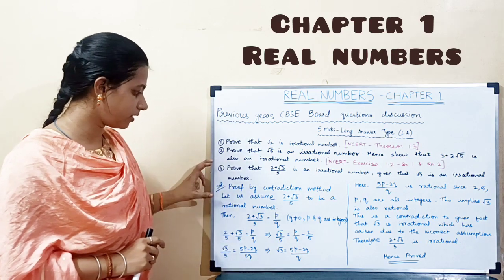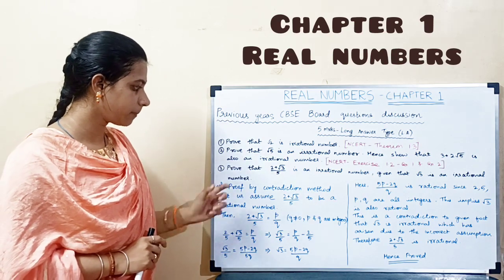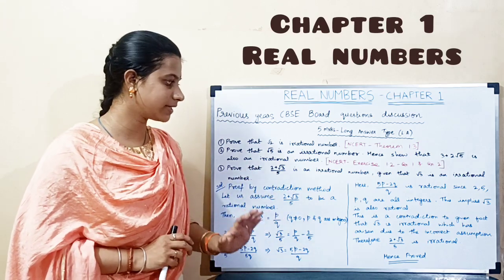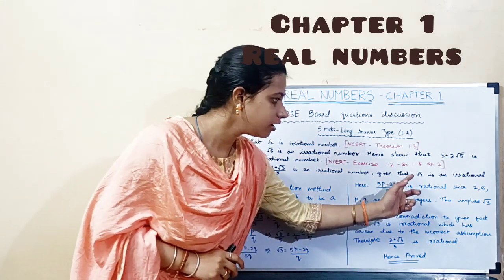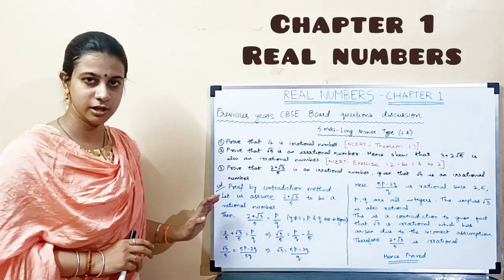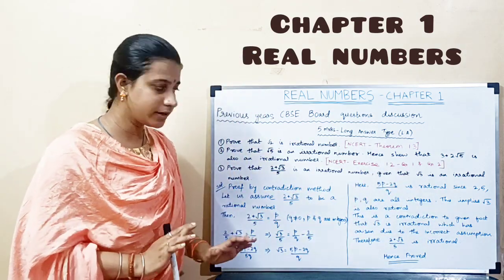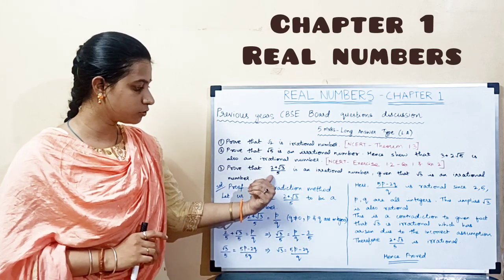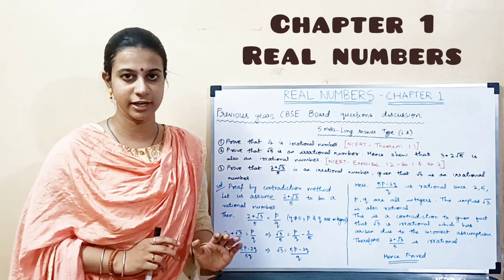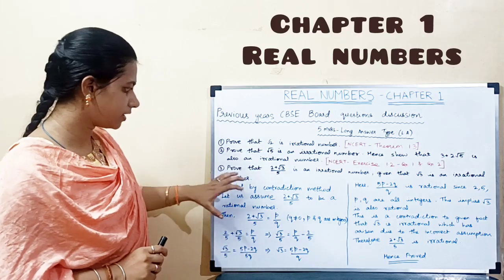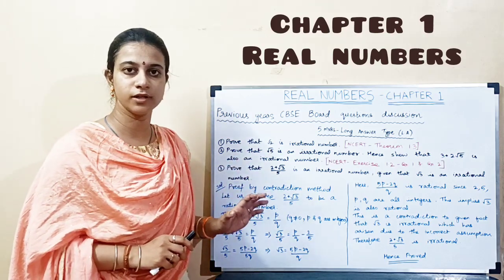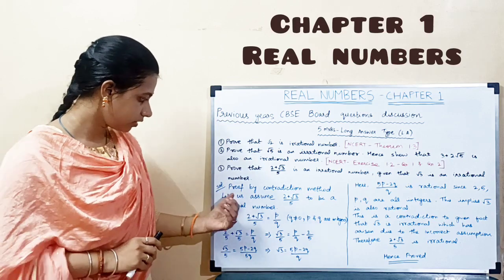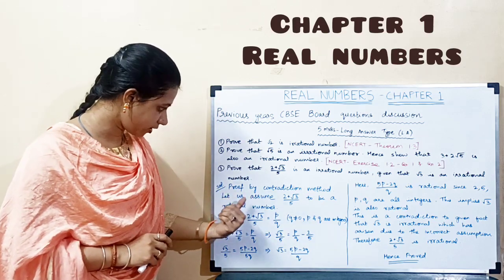So now let's move on to the third question. Prove that 2 plus root 3 by 5 is an irrational number, given that root 3 is an irrational number. So here it is given that root 3 is irrational and we have to prove 2 plus root 3 by 5 is irrational. Now for these types of questions we will follow the proof by contradiction method, which we are going to use here.